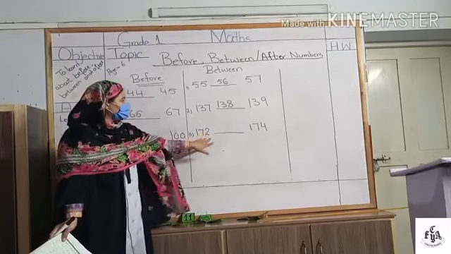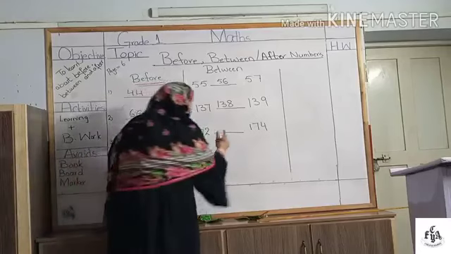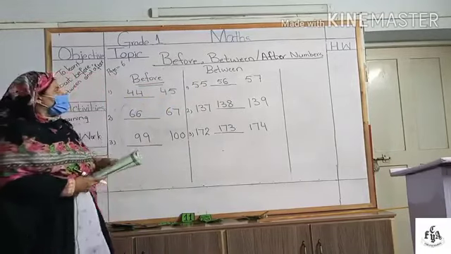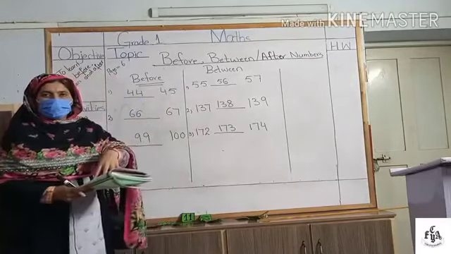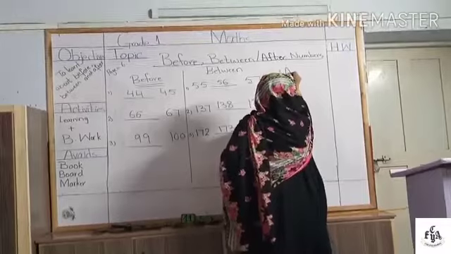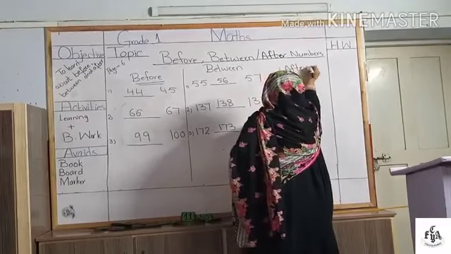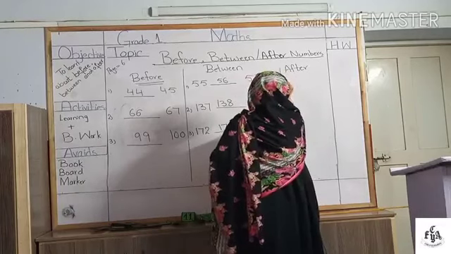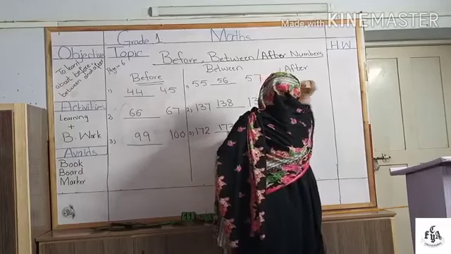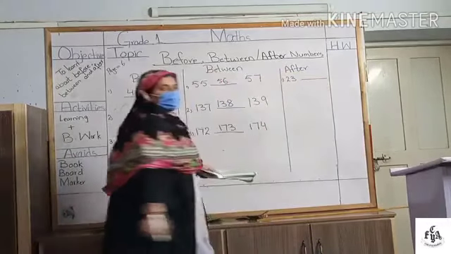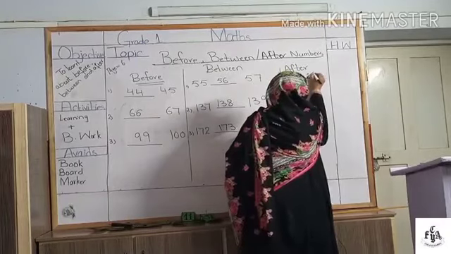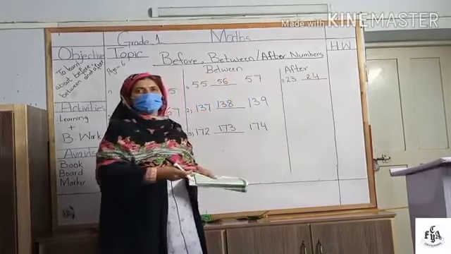So what is after 172? 172 and 173. Very good. 173 and 174. By using this method, you will complete this page. Okay? You understand? Now come to the next one, after number. The first one is 23. What will come after 23? Yes, very good. 24. It's very easy because you have written these numbers in your previous pages.